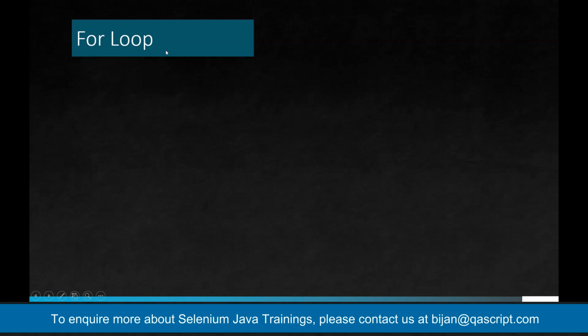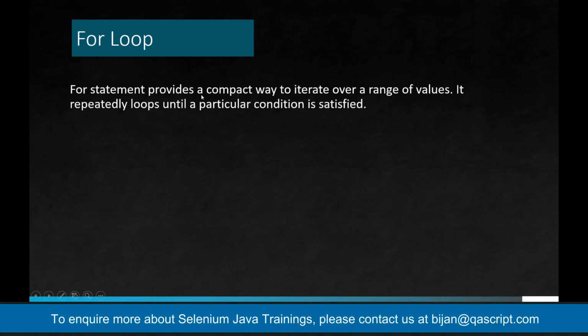Okay, so the next kind of control flow statement in Java is the for loop. It's the most common one, which we use on a daily basis when writing any programs or any particular code. It provides us a compact way to iterate over a range of values specified by us, and it will continue to loop until the condition which we have specified is met.